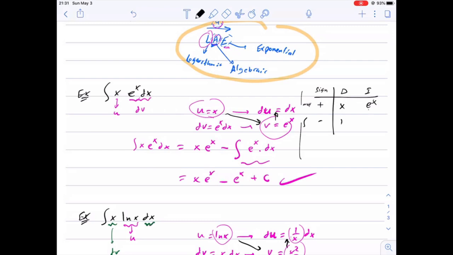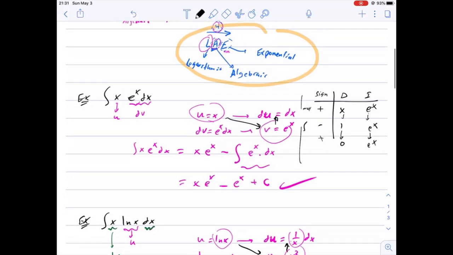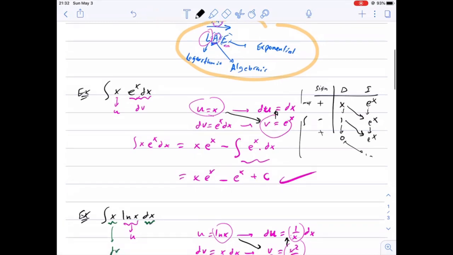The integral of e to the x is e to the x, and then we continue. The derivative of 1 is 0, and the integral of e to the x is the same, e to the x. Now we multiply this way and this way, and since 0 times anything here is just 0, now we add. This is the positive sign of the multiplication.